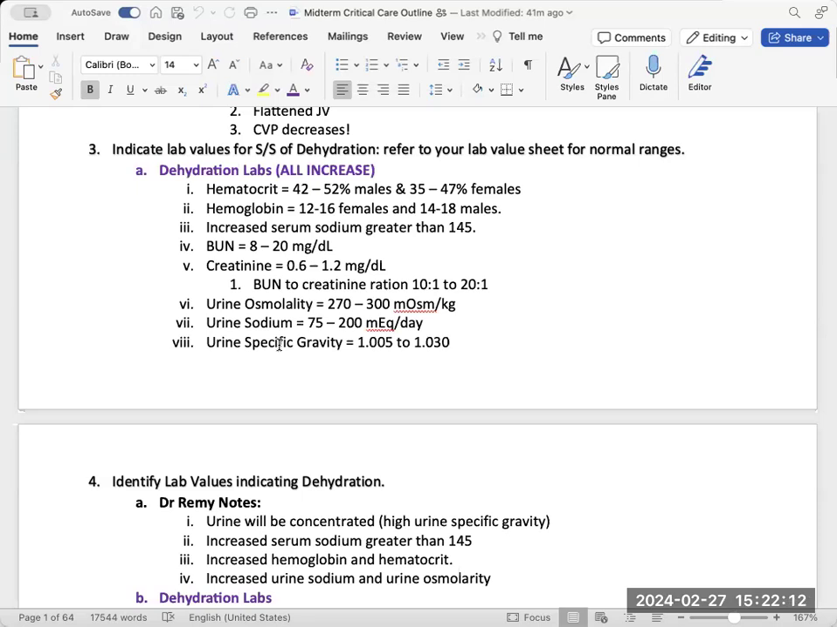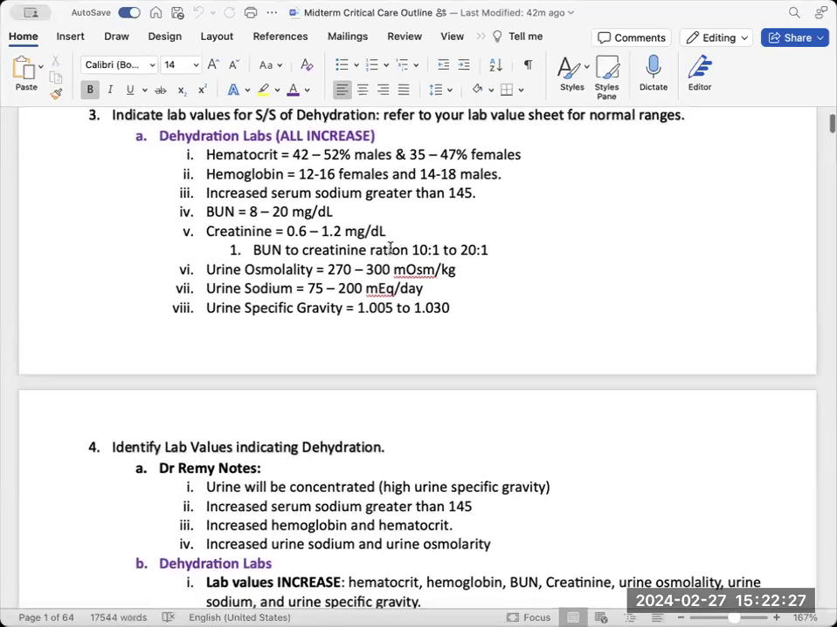Hemoglobin will be between 12 to 16 for females and 14 to 18 for males. Remember, it's going to be higher for males for both hemoglobin and hematocrit, and it's going to be lower for females. We also expect the serum sodium. I'm not talking about urine sodium. I'm talking about sodium levels. So 135 to 145 is normal; in dehydration, sodium is going to be greater than 145.